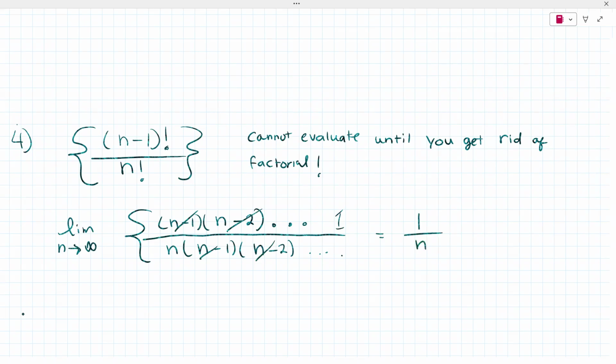Now go ahead and put your infinity into n. So it's 1 over infinity. What is 1 over infinity? It is 0, or 1 over a very large number is 0. 0 is a real number, so it converges.